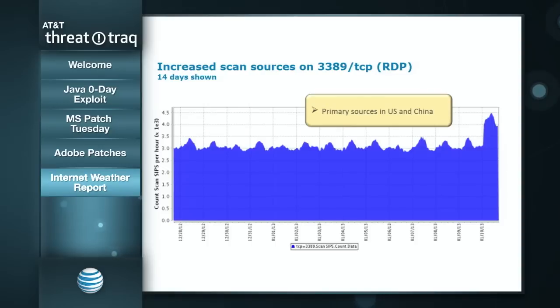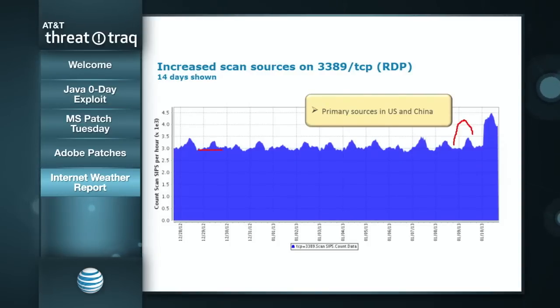All right, so moving along, let's take a look at the weather report. It's actually been pretty quiet the first part of the year, the first couple of weeks. I think Brian didn't really have much to cover last week either. There's not a whole lot going on. One notable thing that I noticed this week is that there was a decent uptick in the number of sources scanning on 3389 TCP, which is Remote Desktop Protocol.